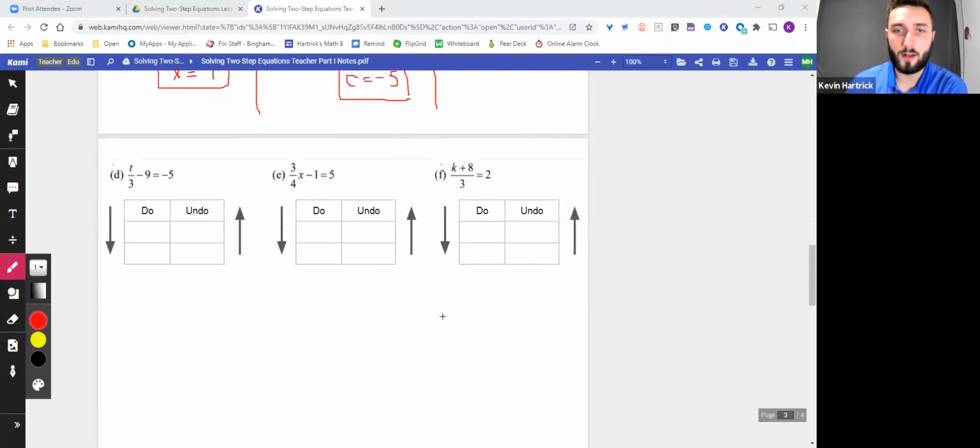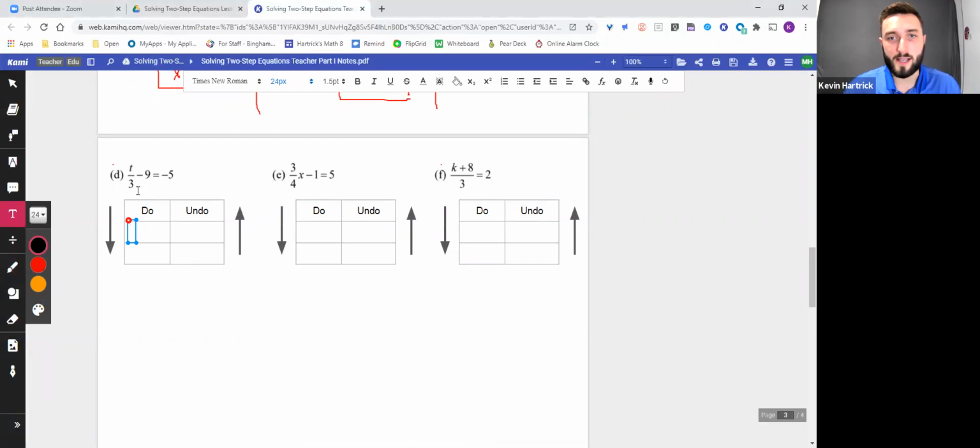Okay, let's try some more challenging ones. Let's start with D. Okay, first thing, let's figure out what's happening to the variable. So T is being divided by 3 first. And then secondly, it is being subtracted by 9. Notice we know that that's happening because this division, obviously in our order of operations, division comes before subtraction. So this division of the t has to happen before subtraction. That's why we know the order of the do-undo.